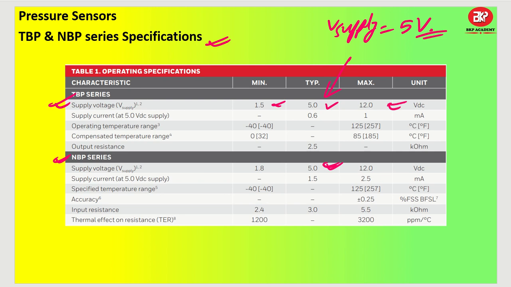Output resistance and all those things you don't have to worry about. This will be taken into account during the design. Our operating temperature range, you can see, is -40 degree to 125 degree centigrade. Similar to that, even NBP series is having -40 degree to 125 degree centigrade. Okay, and accuracies are really good. It is having just plus minus 0.25% of full scale range.